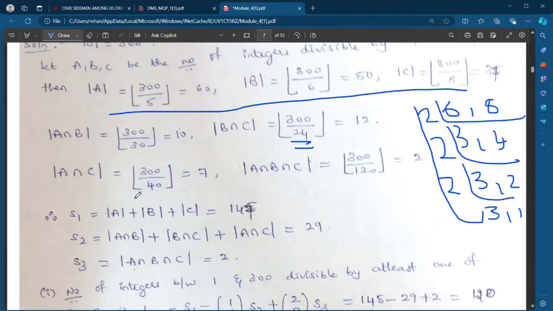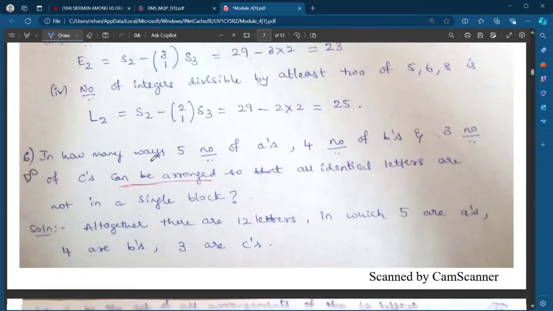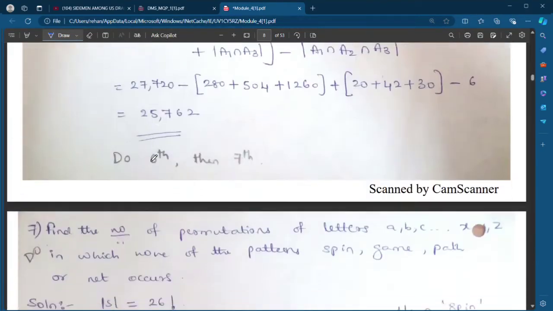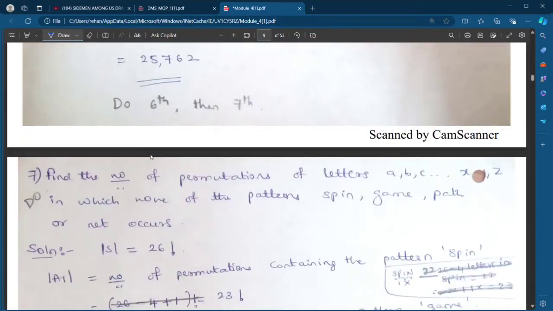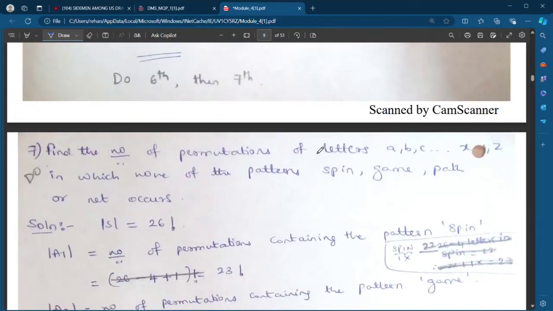Then S1 you got, S2 you got, S3 you got, you know the formula, put it and get it. So this is done, everything is done. I don't think I have to see it now.